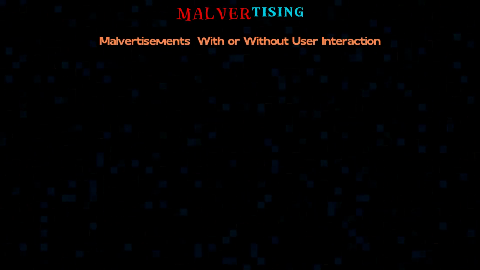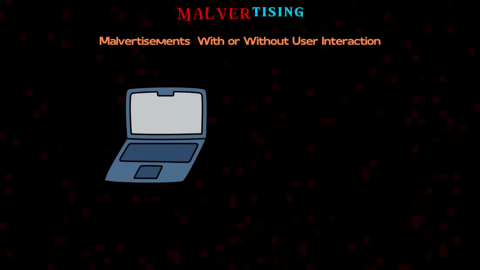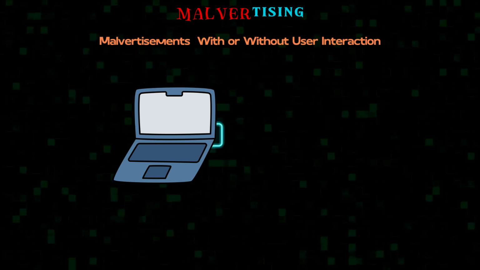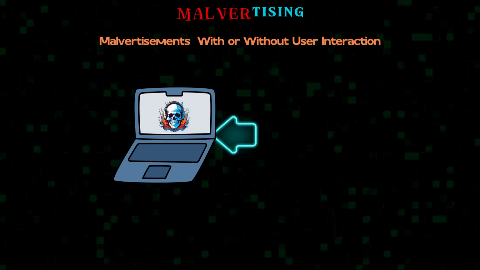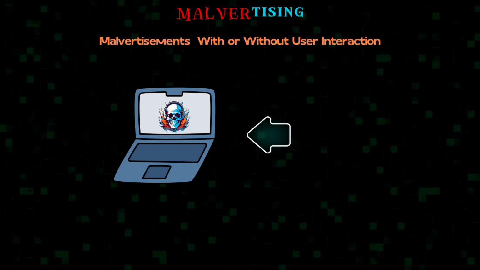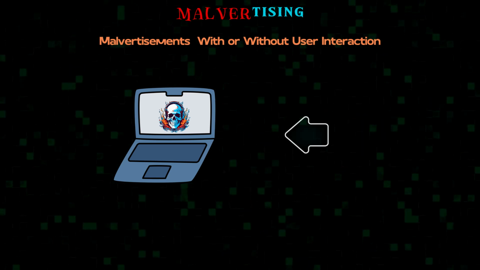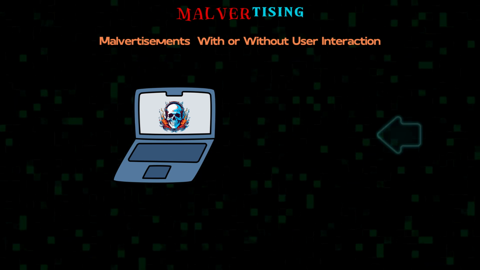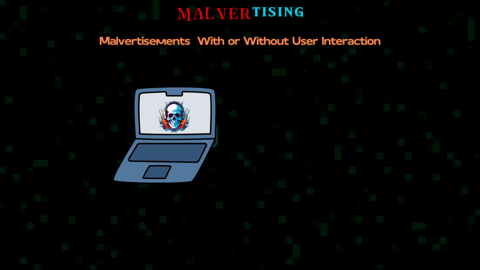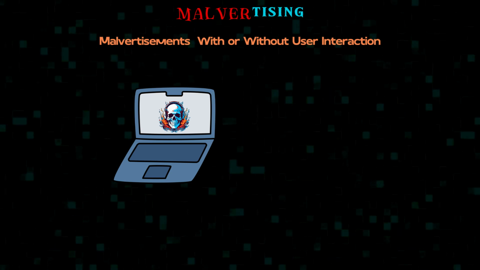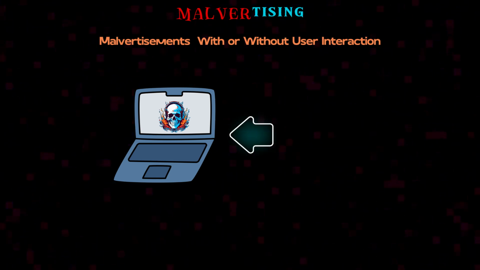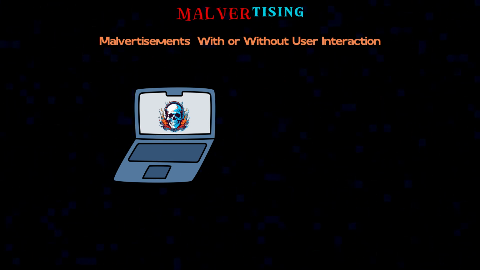Malvertisements with or without user interaction. Common malvertisements generally need user interaction in order for the malware to be downloaded onto or infect the victim's system. User interaction can be victims clicking on an unsafe malicious advertisement. Following are attacks that might happen when users view or interact with malvertisements: download or installation of malware on the computer or system viewing those malicious advertisements, or redirecting the user or victim to a malicious site.